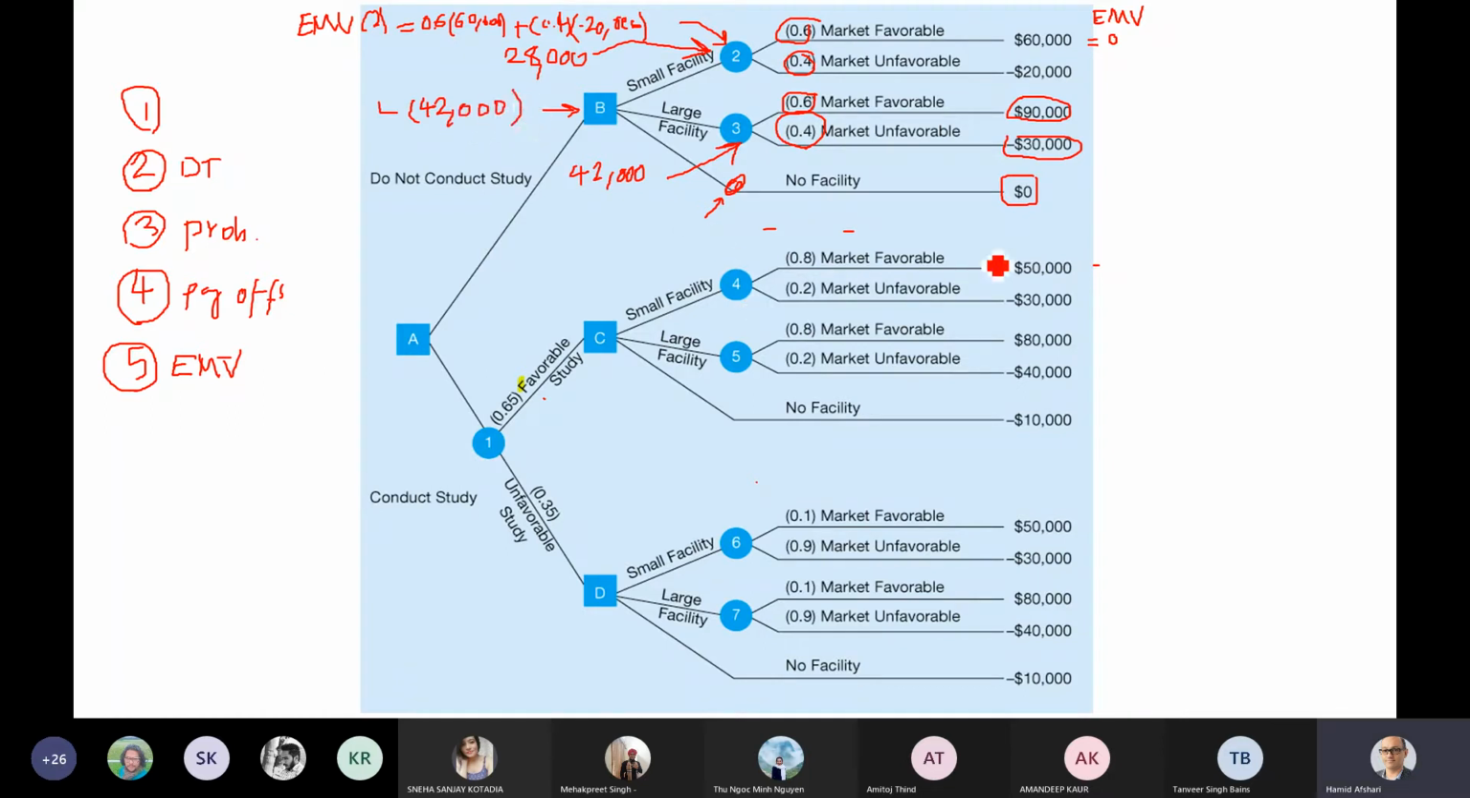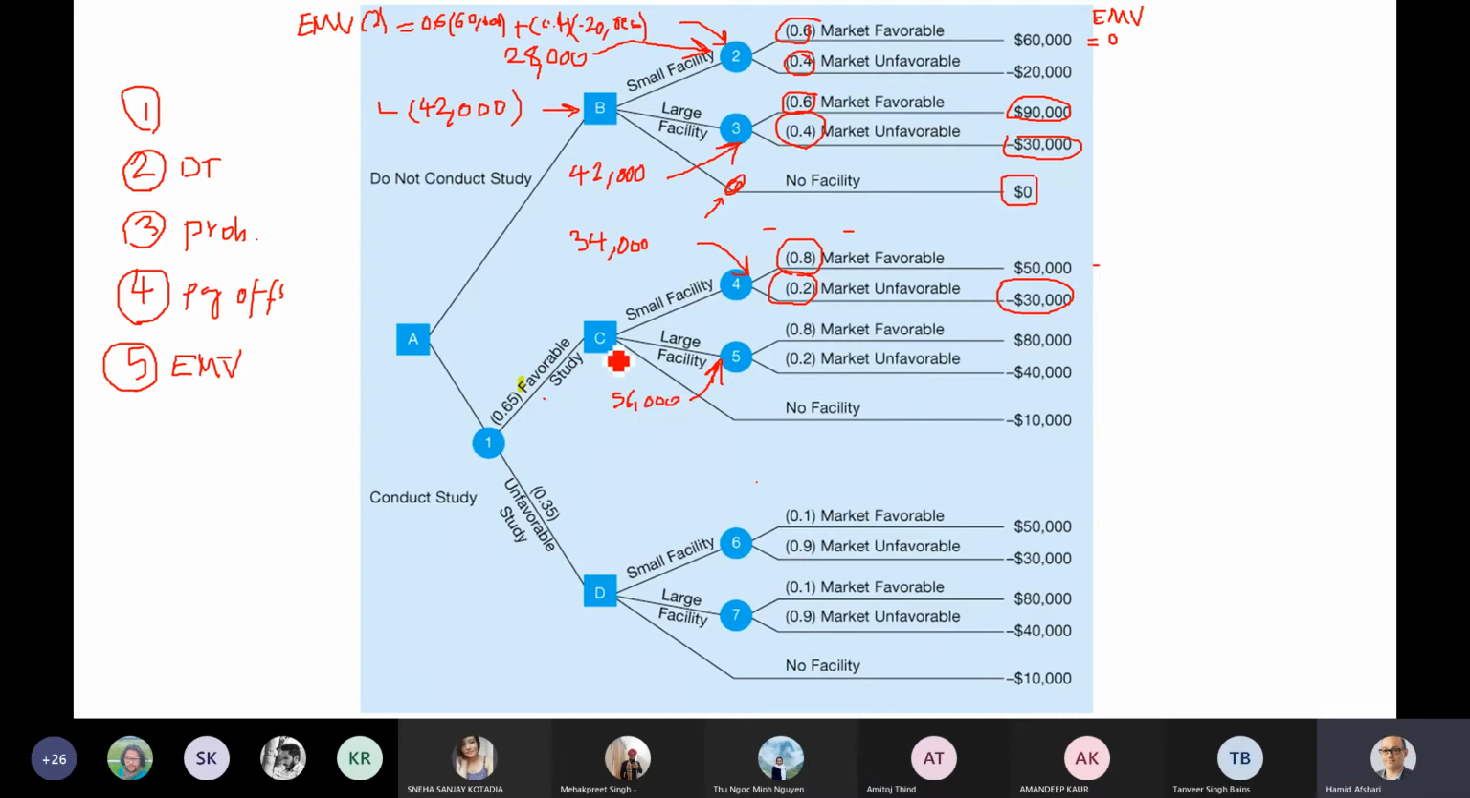Okay, I should do calculations for the rest of the nodes. So let's go to node number 4. So it will be 80% or 0.8 multiplied by 50 plus 0.2 multiplied by minus 30,000. How much is that? $34,000. Okay, great. And then the next one, for node number 5, 80% of 80. How much? 56,000. Perfect.